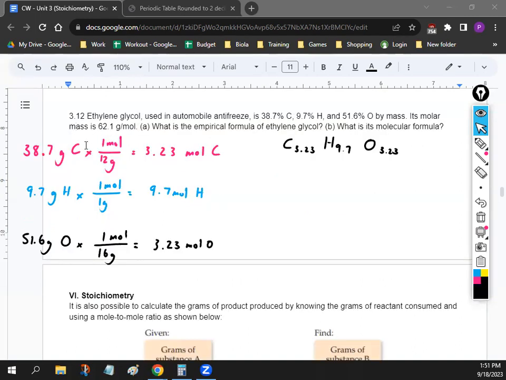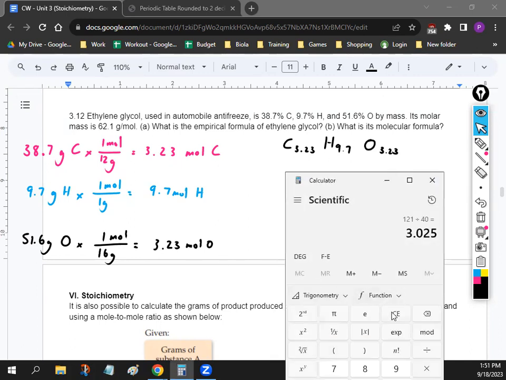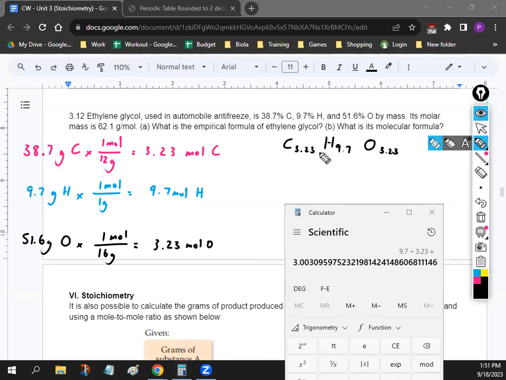Okay, so I set up the grams to moles right here, and you should get an unfinished empirical formula that looks like this. It's pretty obvious that you divide everything by 3.23, and you should get basically 3 for the hydrogen. So divide everything by 3.23, and you should get an empirical formula of CH3O. That's your empirical formula, and that's the answer to part A. Any questions about that one? Hopefully that's not too bad.